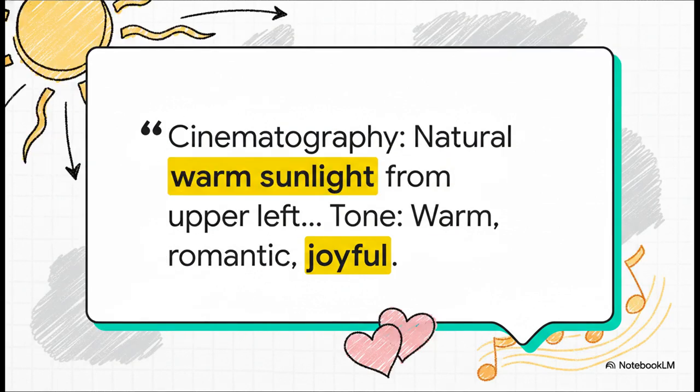And just like before, the cinematography and the tone are explicitly spelled out. The light has a source, natural warm sunlight from the upper left, which tells the AI exactly where to put the soft shadows. And then, just to make absolutely sure it gets the message, the prompt declares the tone: warm, romantic, joyful. The AI now has a complete emotional and visual roadmap.